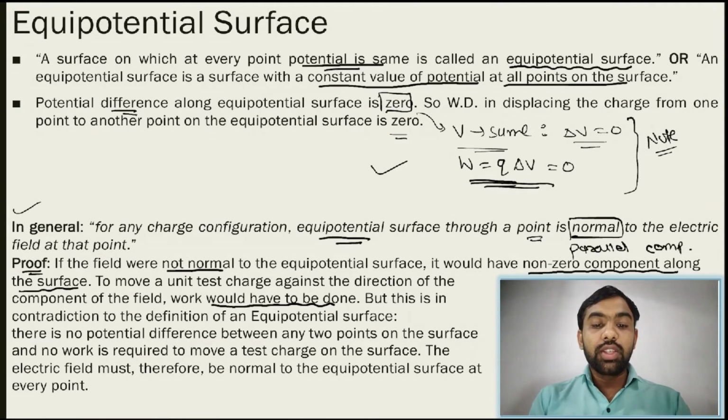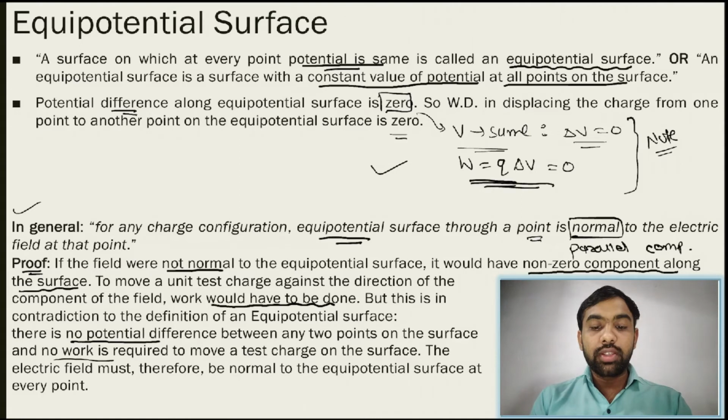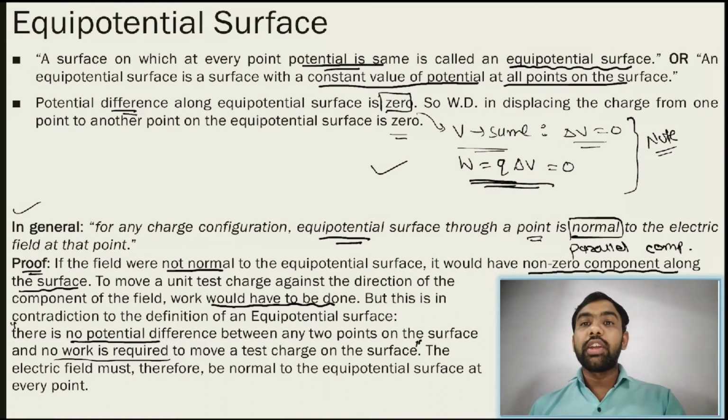तो फिर there is no potential difference between the 2 points on the surface, and no work is required to move a test charge on the surface. That is the definition. But here there is some contradiction. If the electric field is not perpendicular to the surface, then what is the meaning of this? The electric field must be perpendicular to the equipotential surface.